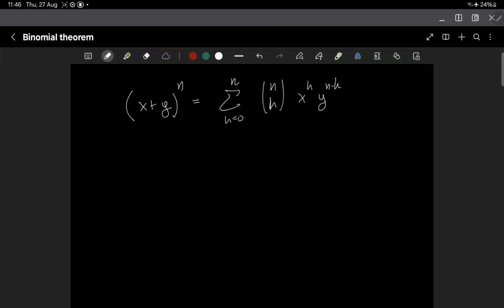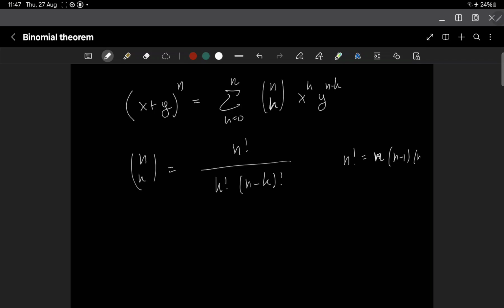And just to recap, this n choose k is called the binomial coefficient and is equal to n factorial over k factorial times (n minus k) factorial. And n factorial is just n times n minus 1 times n minus 2 and so on, all the way down to 1. So n is a natural number. Okay, so let us prove this theorem by induction.